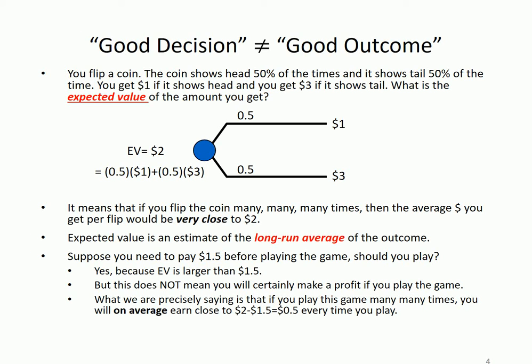Precisely speaking, what we're saying is that if you play this game many, many times, you will on average earn $0.5 every time you play. But sometimes you make a profit, sometimes you make a loss. Nevertheless, playing this game is a good decision. And therefore, making a good decision here does not imply that you will necessarily have a good outcome, which means that you make a profit. Sometimes you make a good decision to play, but you can have a bad outcome. So that's a very important concept to bear in mind. What we are learning here is to make a good decision, but having a good decision does not necessarily guarantee a good outcome.